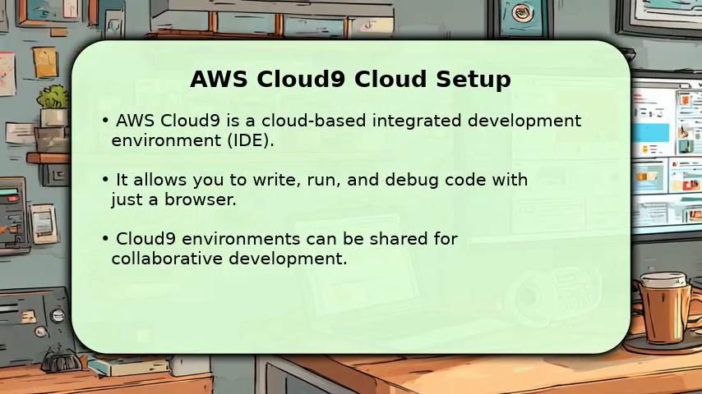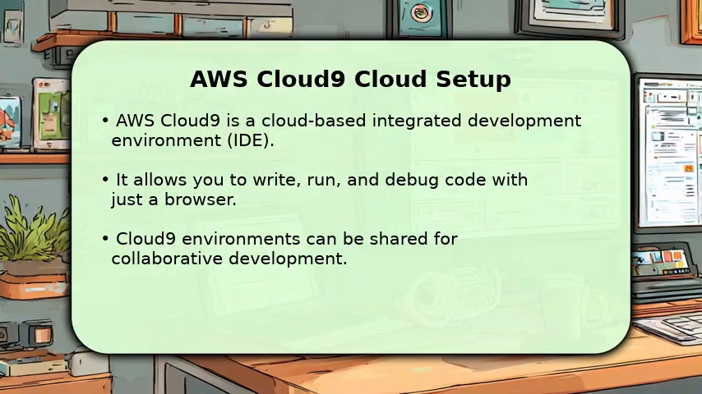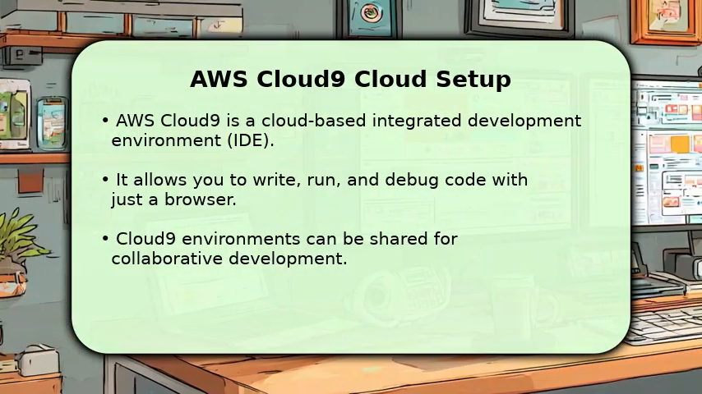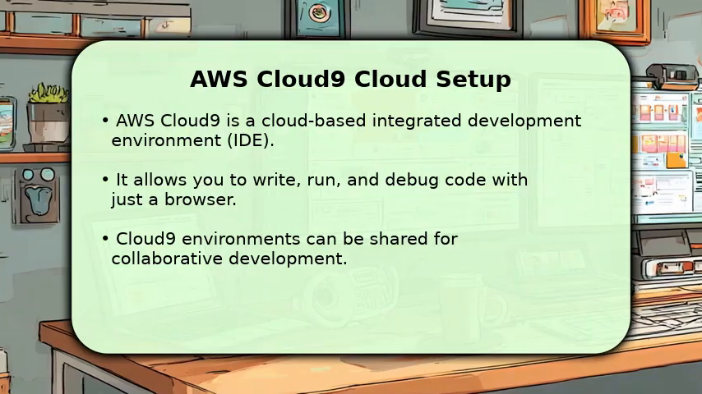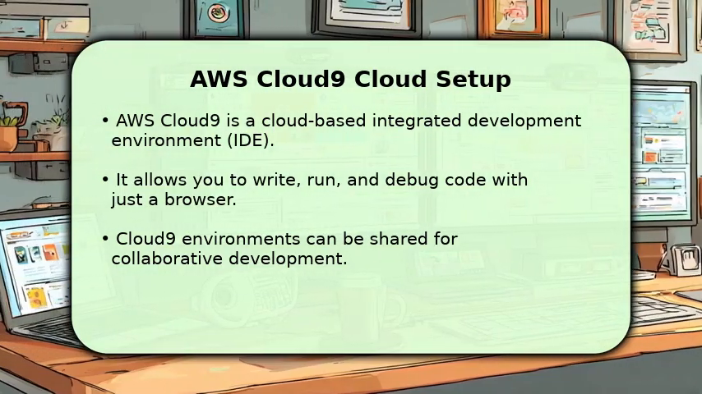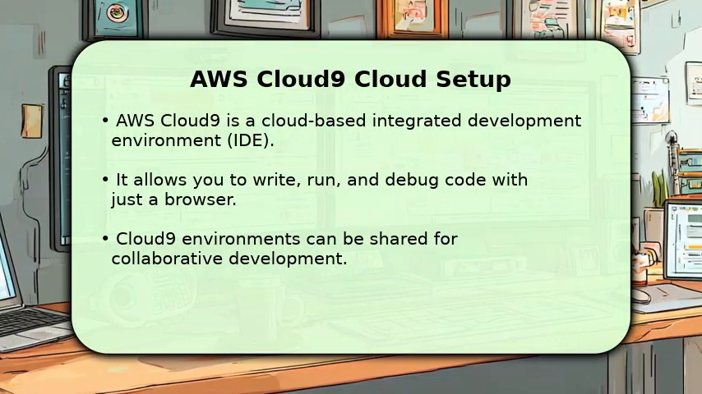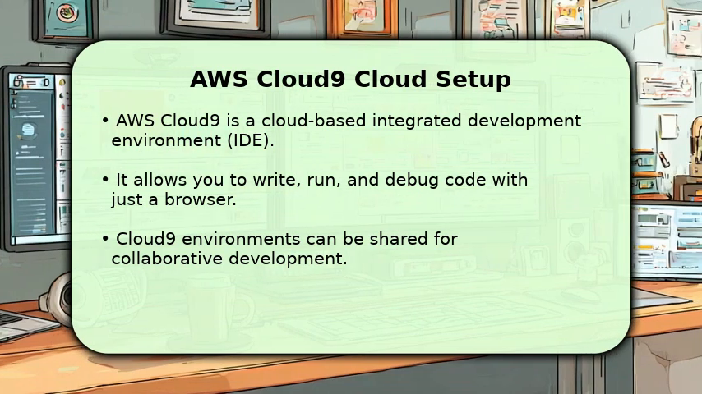Next, let's look at AWS Cloud9, a robust cloud-based integrated development environment. With Cloud9, you can write, run, and debug your code directly from your web browser, eliminating the need for local software installations. This means you can access your development environment from virtually any device, anywhere in the world.